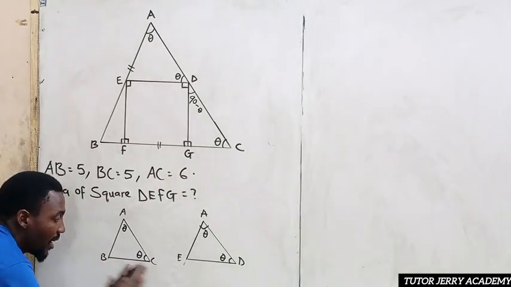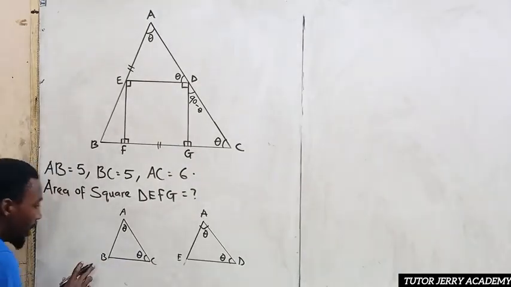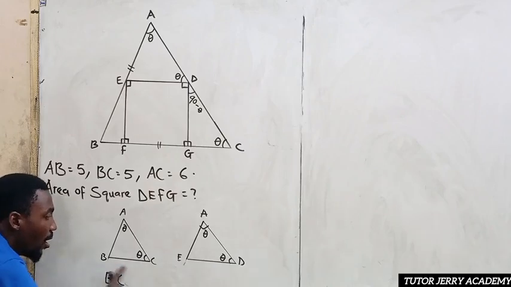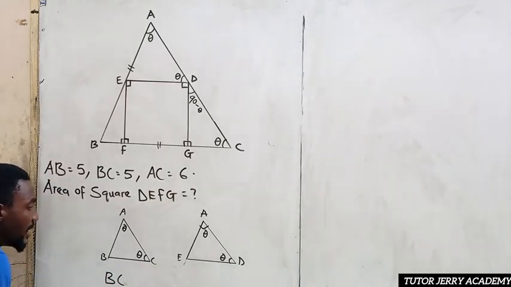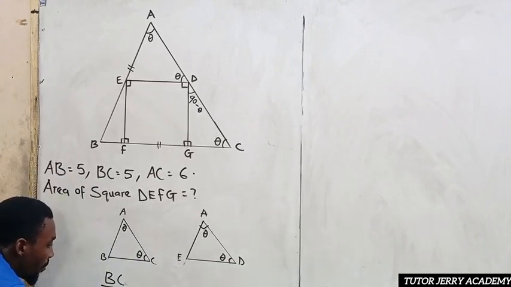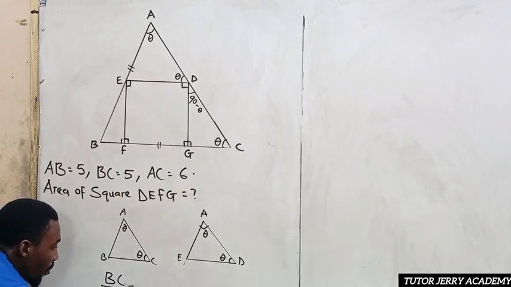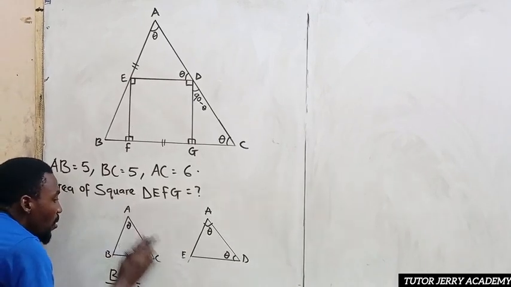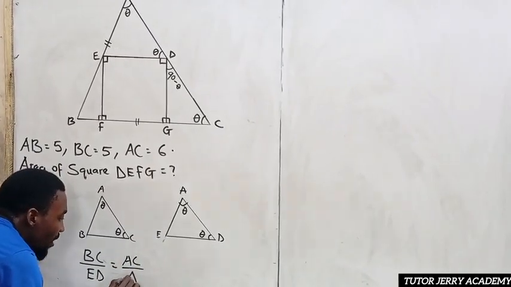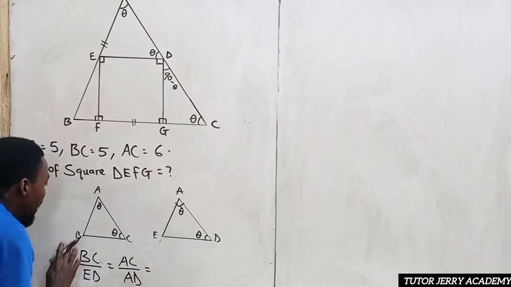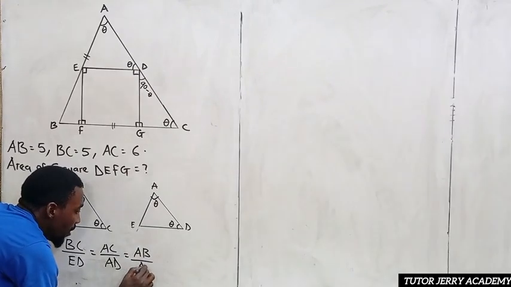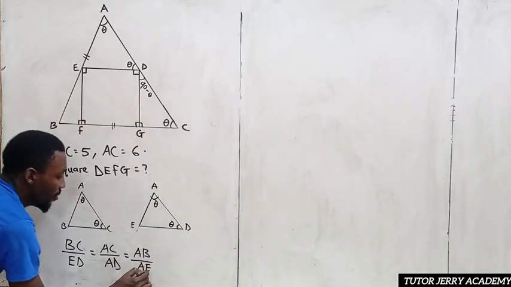Now that we have established that these triangles are similar, we are going to note the corresponding sides. Let's take the corresponding ratio. Now we can say that BC over ED will be equal to AC over AD, and then AB over AE. All right, this will be equal.